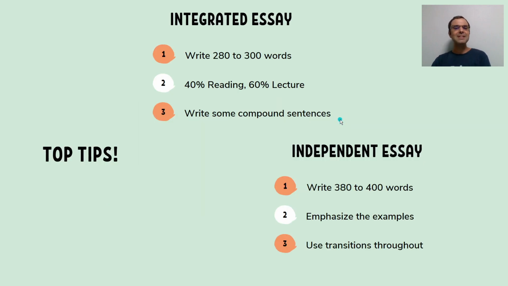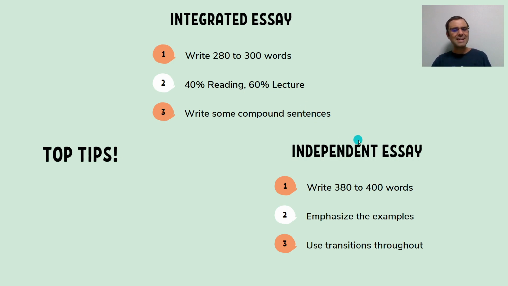For the integrated essay, write between 280 and 300 words for a top score. I generally recommend that 40% of your essay be about the reading and 60% of your essay be about the lecture. I want you to write some compound sentences. Give me a little bit of grammatical complexity. Don't just write simple sentences all the way through.